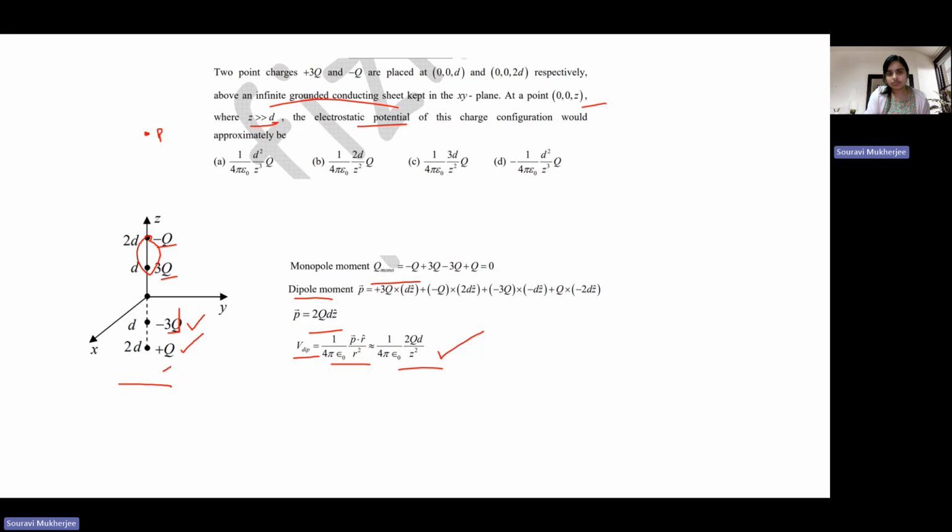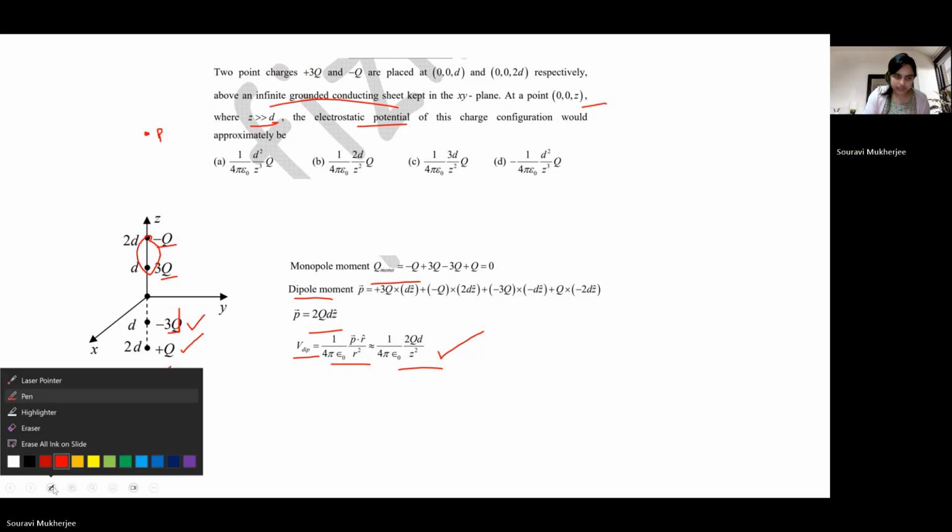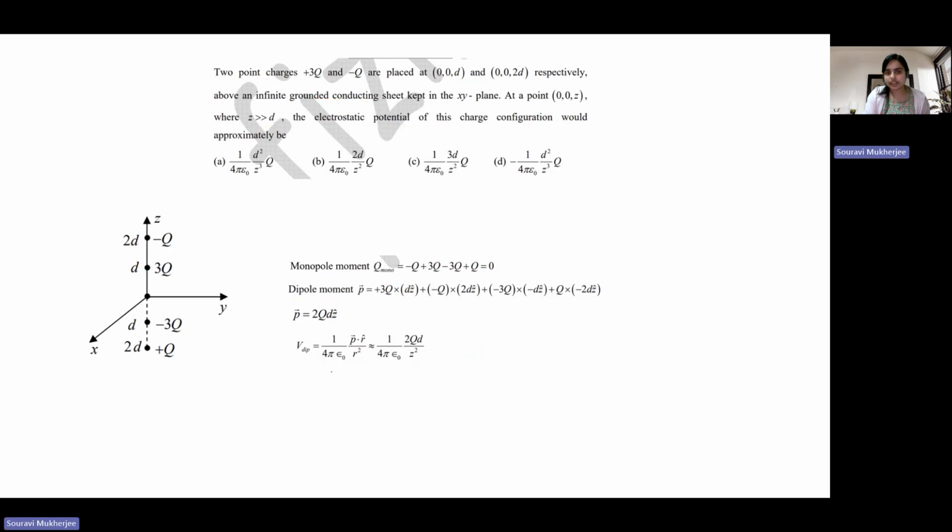But if you have to give a complete potential expression, then you have to look for multipole-order terms as well and see how they turn out to be. So that multipole expansion will come up in the later classes, where we will look at a more complete description of potentials for charge distributions.